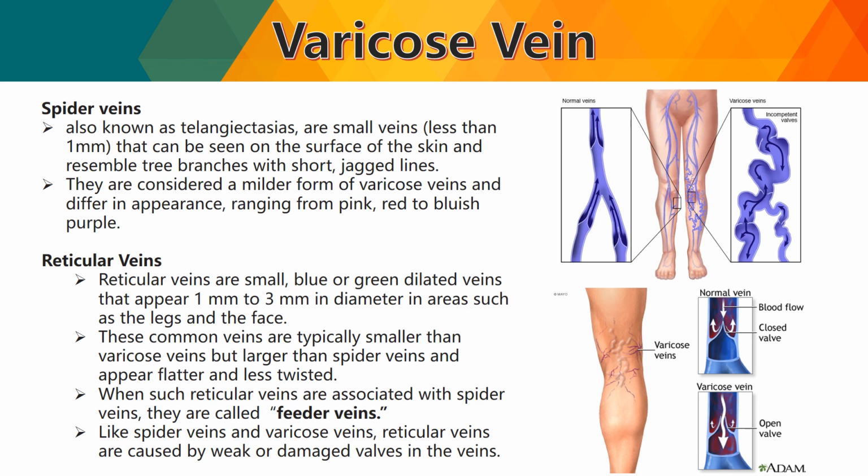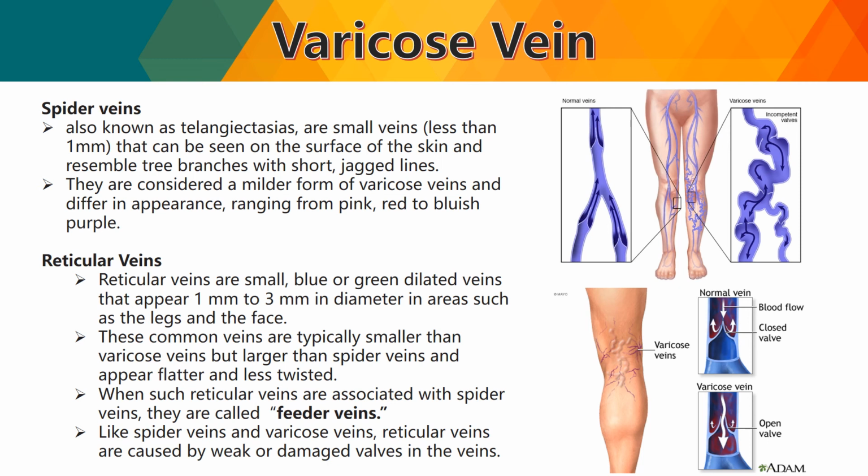Next is varicose vein. This is the most common type of disease in our blood vessels. Nowadays, even younger people and younger generations are having varicose veins. There are a few types of varicose veins. First, you have your spider veins, also known as telangiectasias. These are usually pink or red, sometimes purple in appearance, and they cause discomfort.